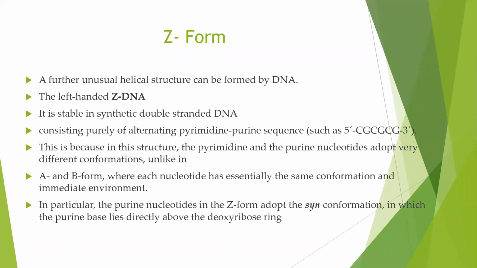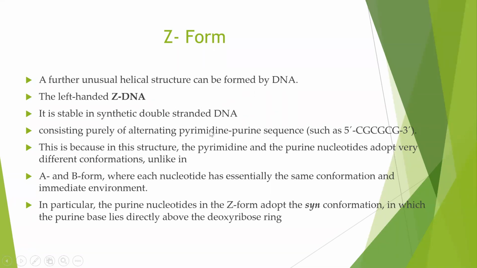So coming to the next alternative form of the DNA double helix, that is the Z form of DNA. This is another unusual helical structure which can be formed by DNA, and this Z form of DNA is a left-handed helix, unlike your bDNA and aDNA double helical structures. As I mentioned earlier, it is not taken up by natural DNA. Usually, this Z form conformation is stable only in the case of synthetic double-stranded DNA.